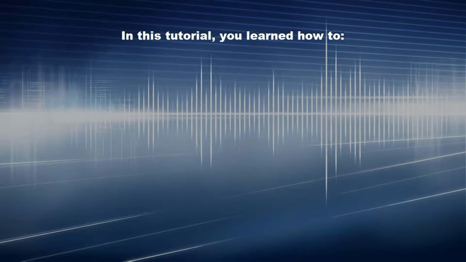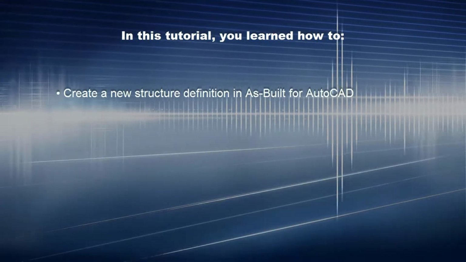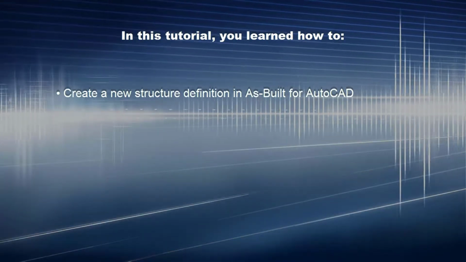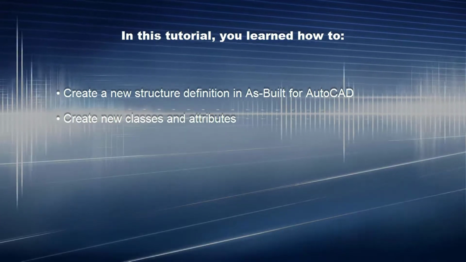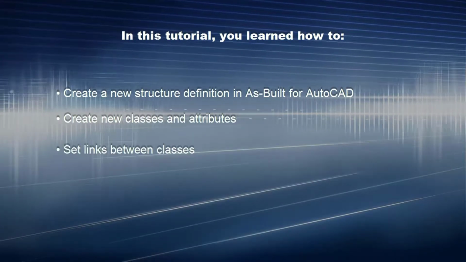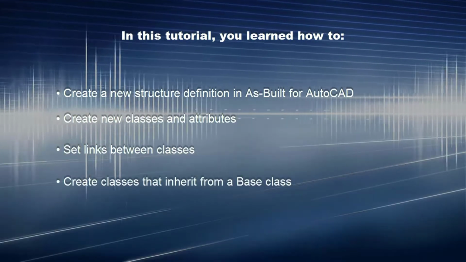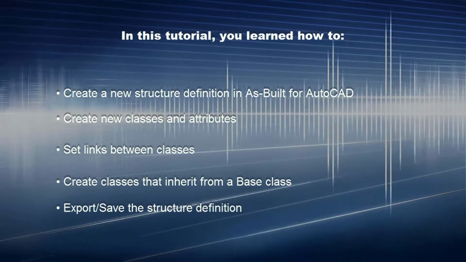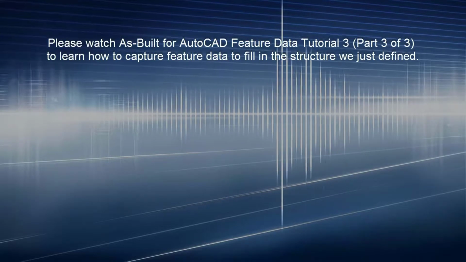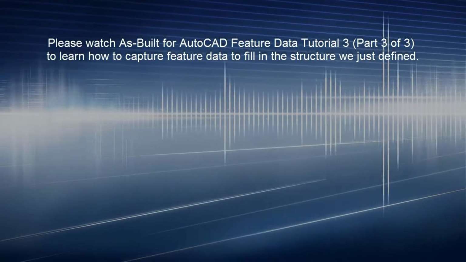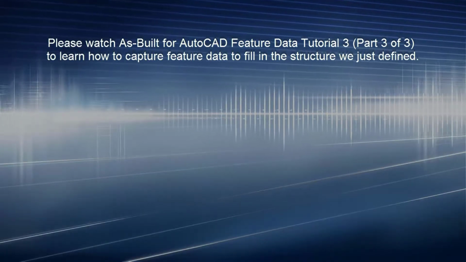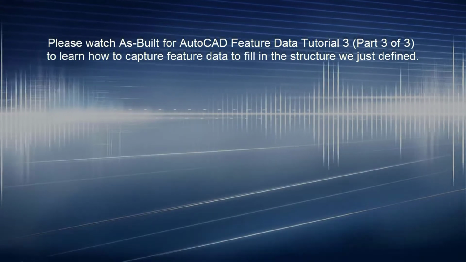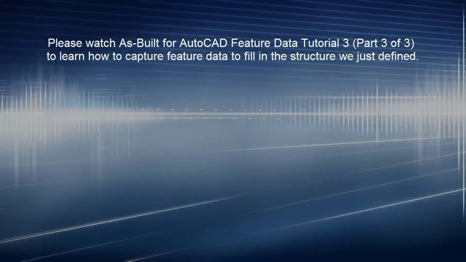In this tutorial, you learned how to create a new structure definition in As-Built for AutoCAD, create new classes and attributes, set links between classes, create classes that inherit from a base class, and save the structure definition. Please watch As-Built for AutoCAD Feature Data Tutorial 3, Part 3 of 3, to learn how to capture feature data to fill in the structure we just defined.